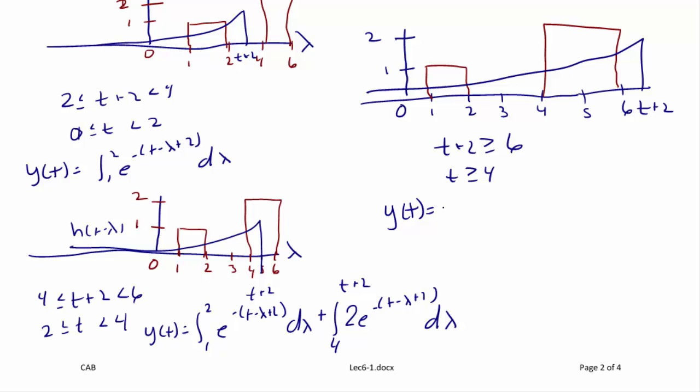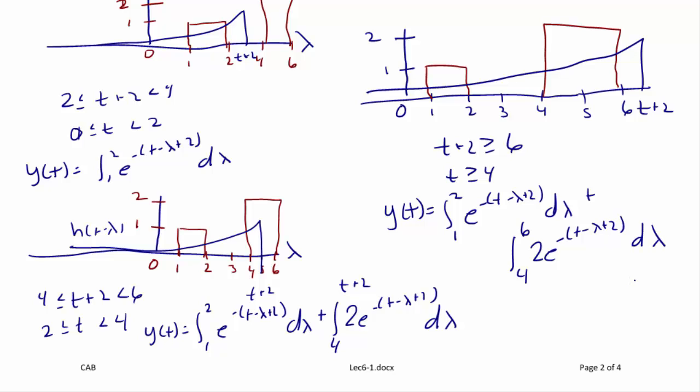It's going to be y of t is equal to the integral from 1 to 2, e to the negative t minus lambda plus 2 d lambda, plus we will also have the integral from 4 to 6 of e to the negative t minus lambda plus 2 d lambda. When you have these very complicated convolutions like this, it is sufficient to leave the integral in the final answer unless you're explicitly told to solve the integral.